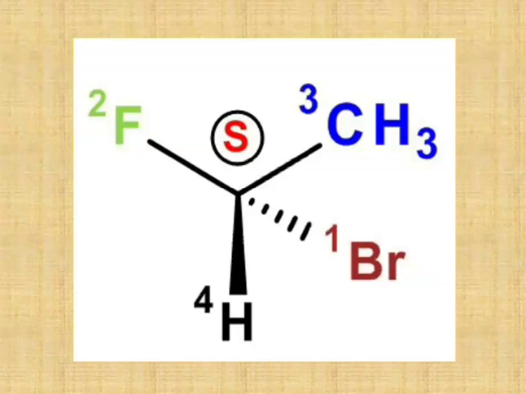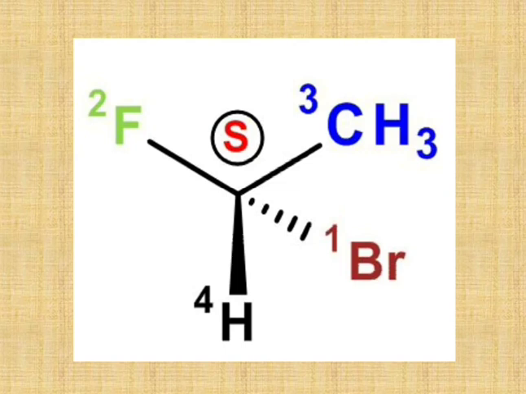Let us understand by this example. In this example, you can see on moving from 1 to 2 to 3, it is clockwise, but the configuration will not be R, as the fourth priority group, hydrogen, is on the wedge bond. So we change the configuration from R to S.